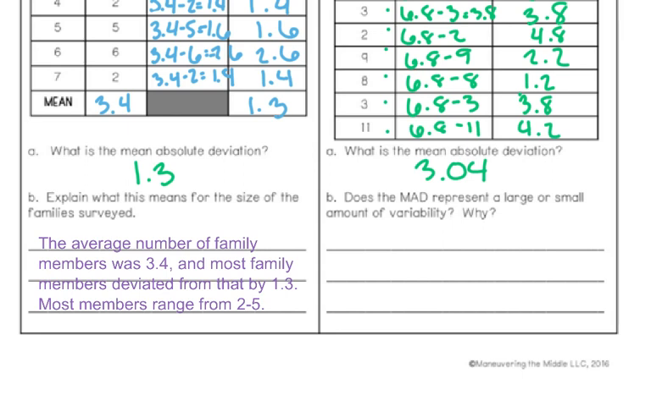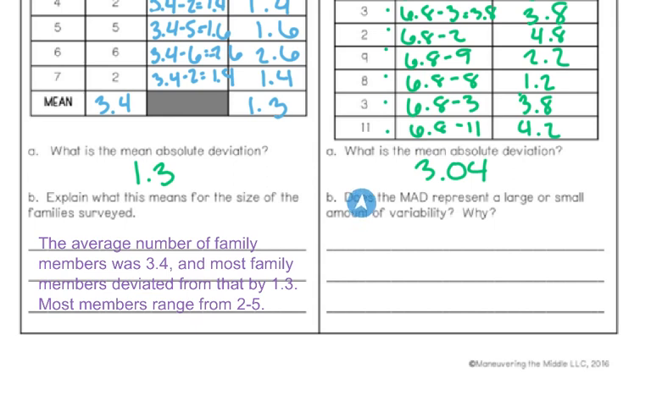The final question says, does the MAD represent a large or small amount of variability, and why? Thinking at the beginning, it told us that a mean absolute deviation close to 0 means that the data values are close to the mean. So in our last example, our mean absolute deviation was 1.3. When I look at this, I see that 1.3 is closer to 0 than 3.04 is. Again, think on a number line. 3 is 2 spaces over.